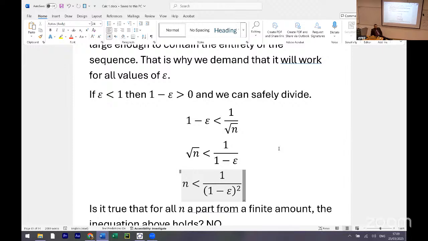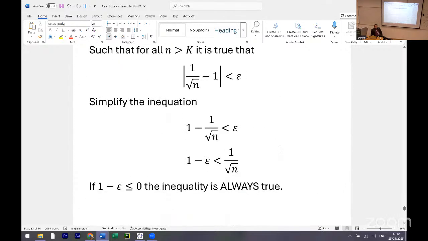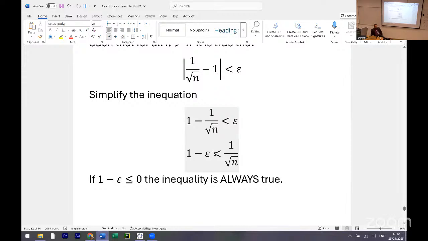Where did we get the topic from? Originally it was one over root n. We stopped here, and then we said we wish to extract n. But we were not sure if 1 minus epsilon is positive or negative and how to work with it algebraically. So we did what we usually do: we divided into two cases. Either 1 minus epsilon is positive or negative. If it's negative, then it works always, so k could be 1. From the very first element, the sequence is within the area.